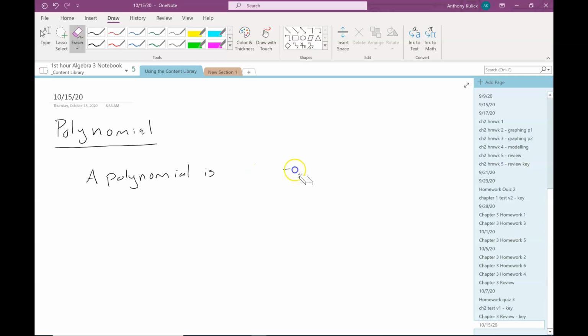Now let's say it this way. We'll say it's the sum or difference of monomials.